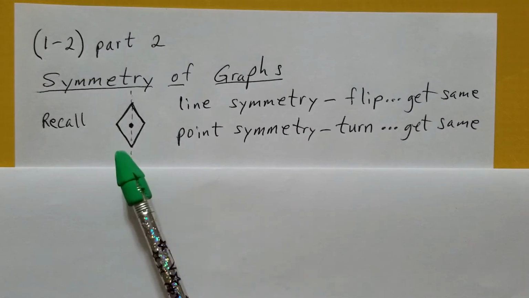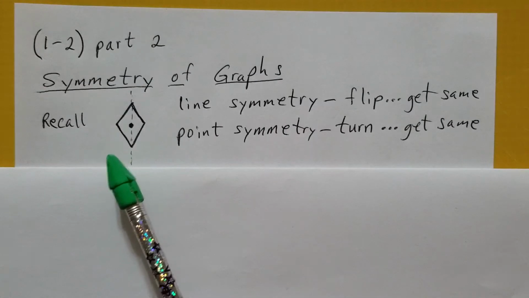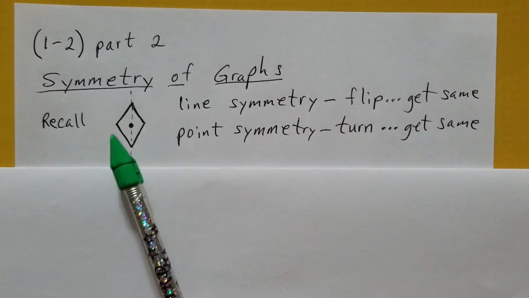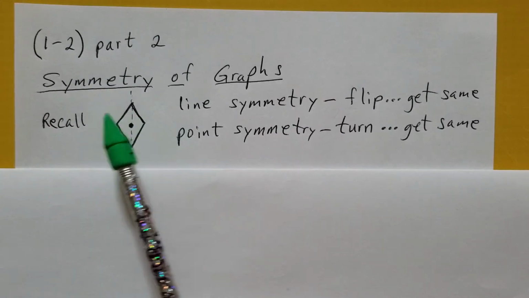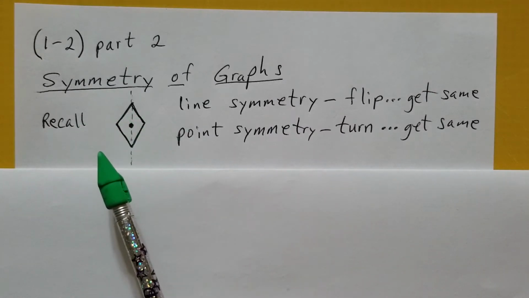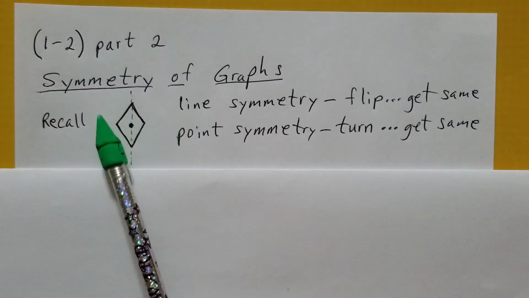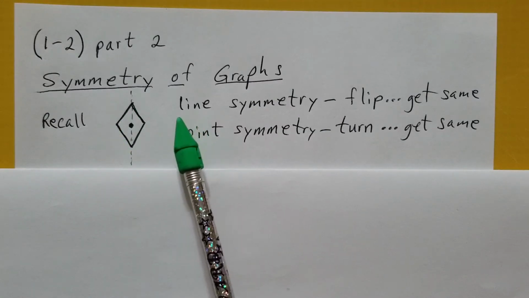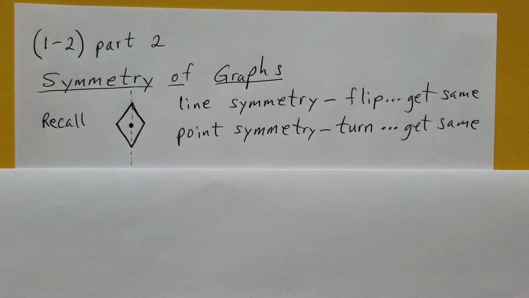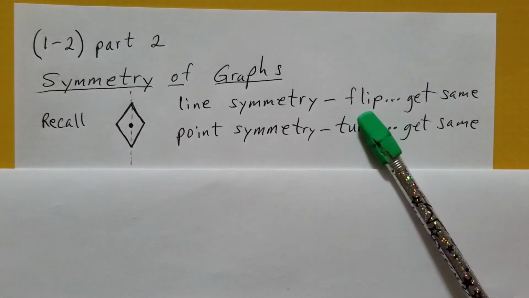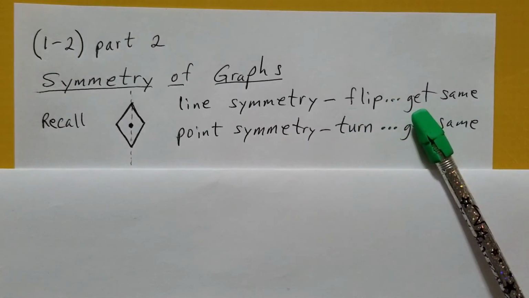So if you had some shape and you can draw a line such that left and right, both sides are mirror images of each other. In other words, if you can flip it over and get the same shape back, that's called line symmetry. When you can flip it and get the same exact shape.